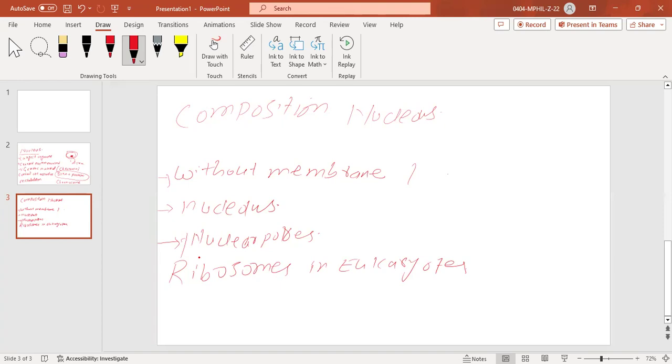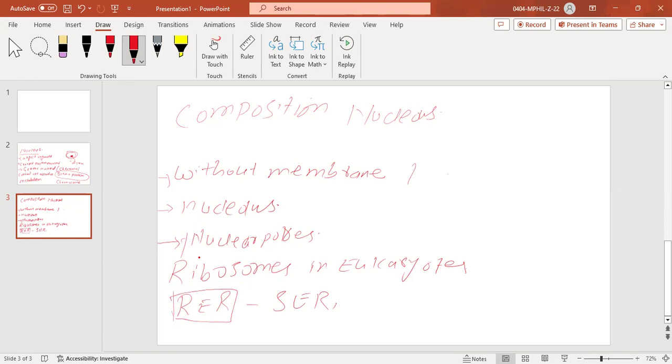Yesterday, I think I differentiated between rough endoplasmic reticulum and smooth endoplasmic reticulum. Why are they called rough and smooth? Because of the presence of ribosomes. If the ribosomes are present on the endoplasmic reticulum, that is what we call rough endoplasmic reticulum.